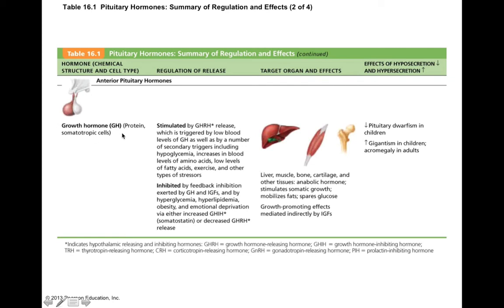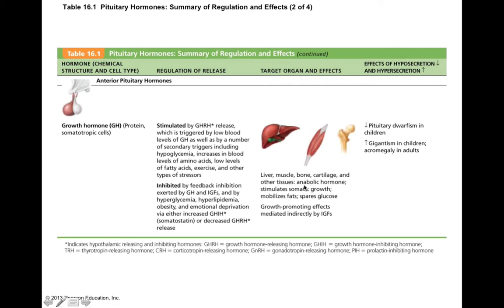Now what happens is that the main effect of growth hormone is that it's going to cause liver tissue, muscle tissue, bone, cartilage, and other tissues to stimulate somatic growth. So growth hormone will stimulate the growth of cells in those tissues, to increase in number. So that's somatic growth. And in that sense, it's an anabolic hormone.